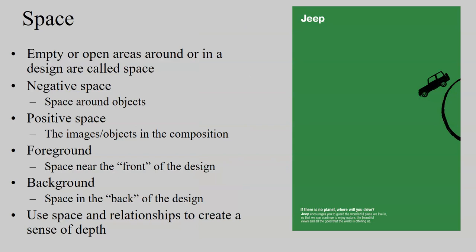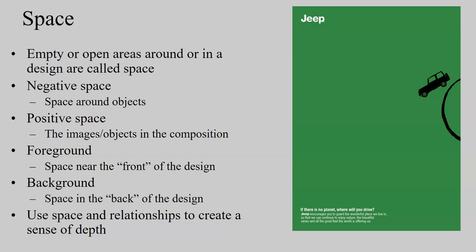Another element is space, and this is going to be the empty or open areas around or in a design. You'll see this on the Jeep. They've used a lot of open space here, and if you read it, it says, if there's no planet, where will you drive? So Jeep is doing almost like a go green recycle deal. But it's using the space to imply to you that there will be nothing for you if you don't take care of the earth, right? And so they're using space in an emphasis type of way on this poster.